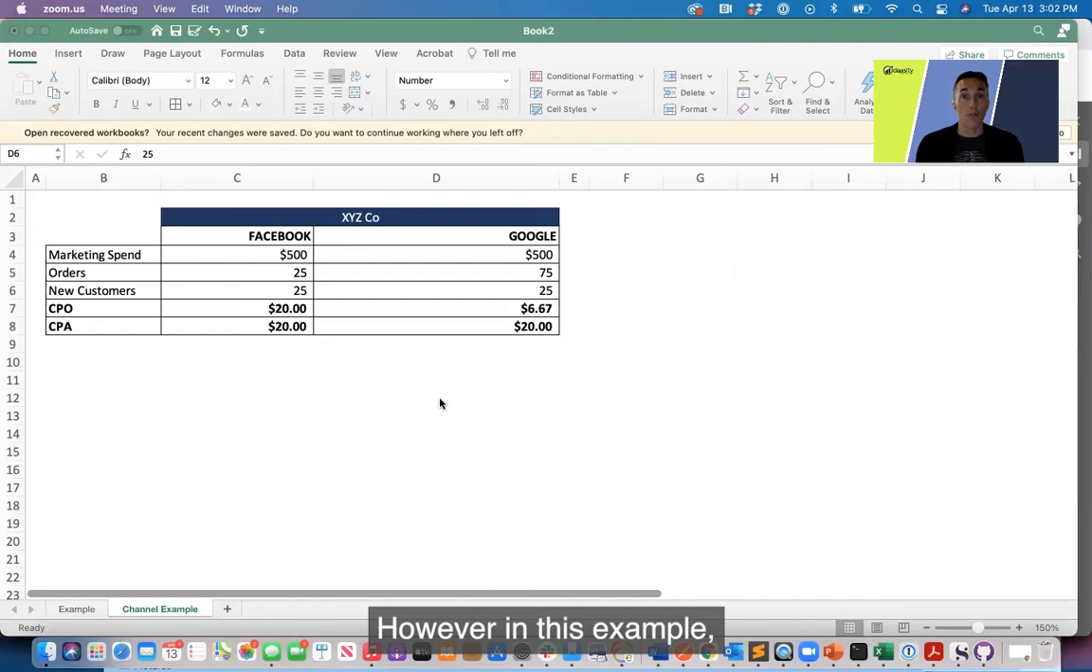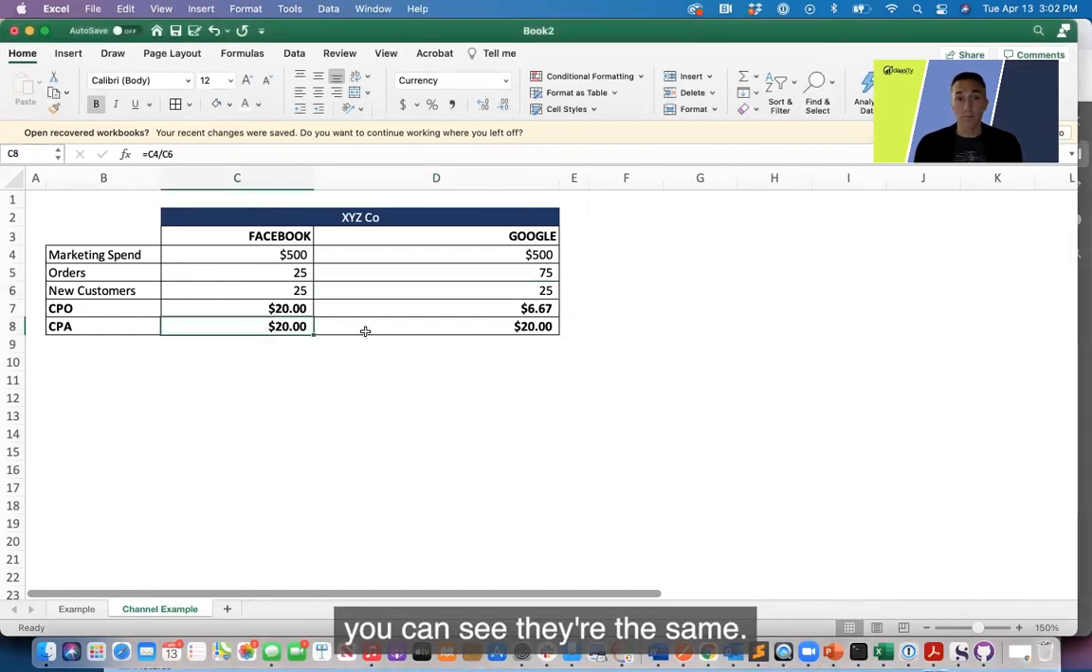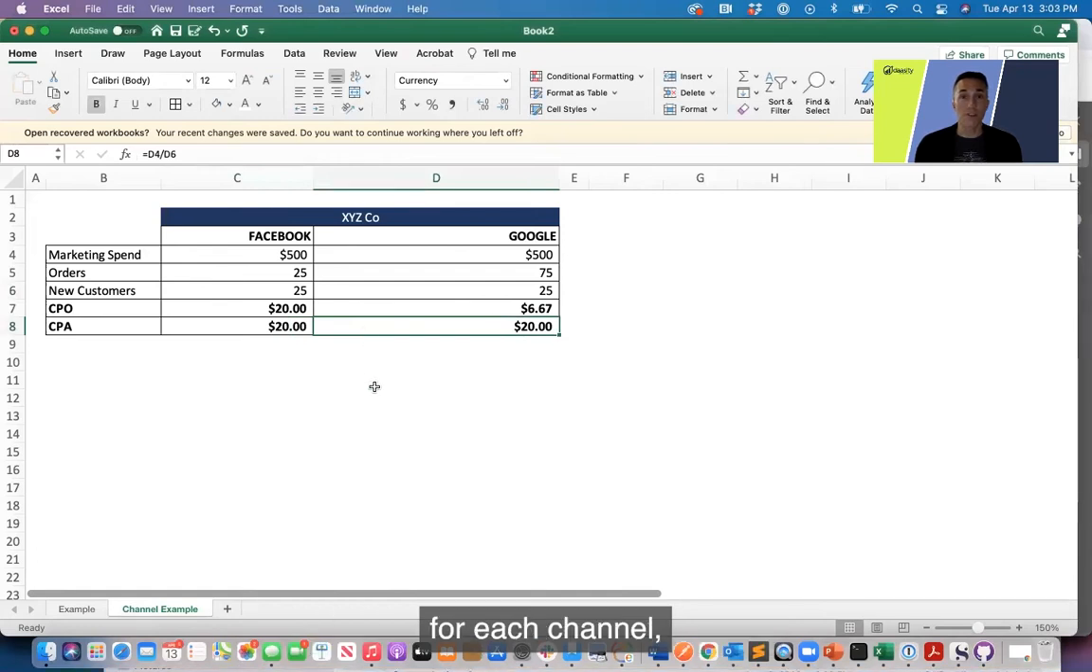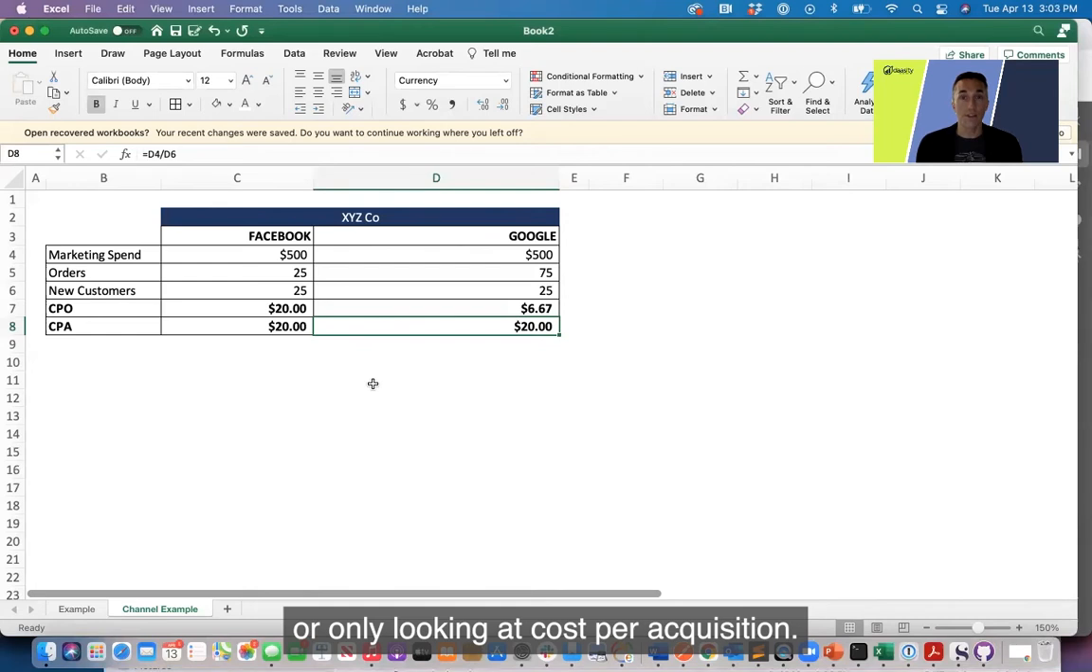However, in this example, Facebook has an extreme new customer rate here, right? So 100% of those orders were coming from new customers. Versus Google, only 25 of those 75 orders came from new customers. So now when you look at cost of acquisition, you can see they're the same. We have a $20 cost of acquisition for each channel. And that's very important. So gotcha number one, you have to look at both of these metrics. You can't make decisions only looking at cost per order or only looking at cost of acquisition.